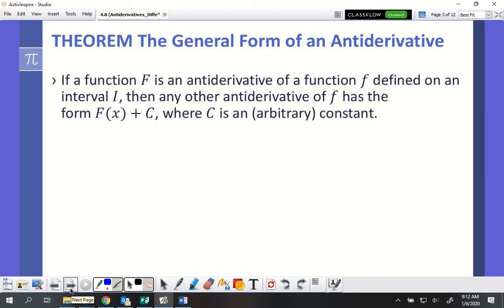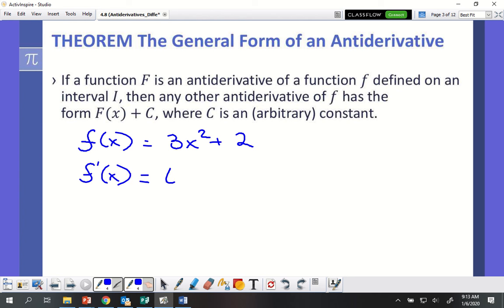So if a function capital F is an antiderivative of a function f defined on an interval I, then the other antiderivatives of f have the form F of x plus c, where c is some arbitrary constant. Let me explain why. Starting off with a quick derivative: if f of x is 3x squared plus 2, and I take the derivative, my f prime of x is going to give me 6x, right?